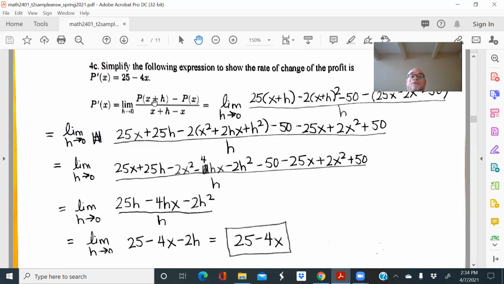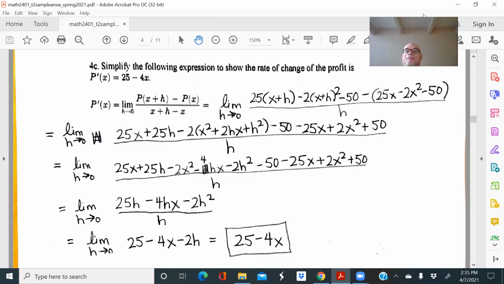All right, so remember, to find the derivative for the profit function, here is the expression that we need to evaluate. You're going to take the limit as h approaches 0 of p of x plus h, p of x plus an increment, minus p of x, over x plus h minus x. Remember, that denominator is going to simplify to just h.